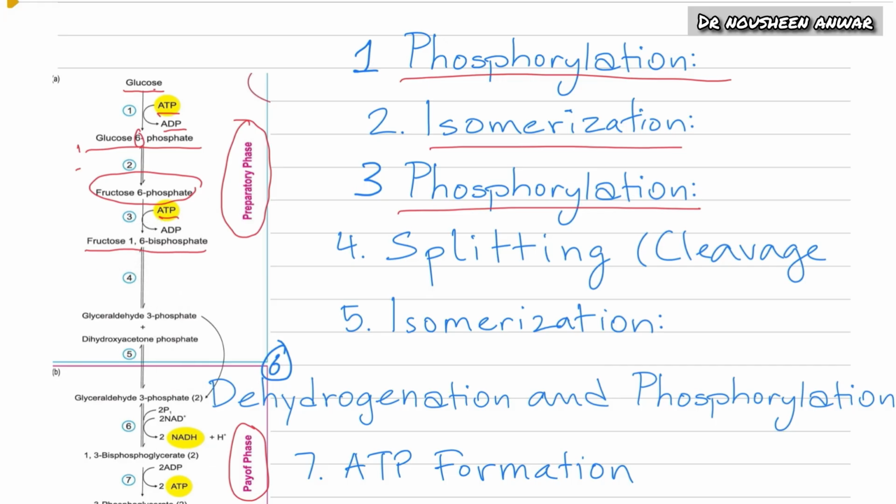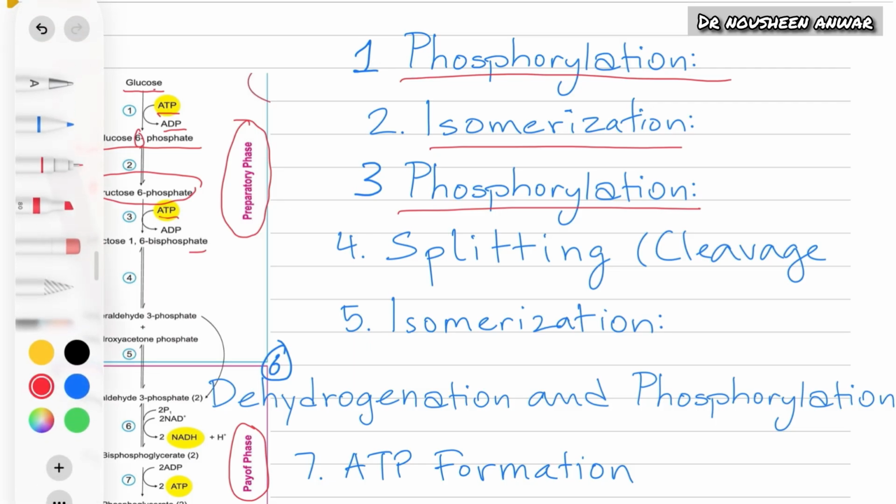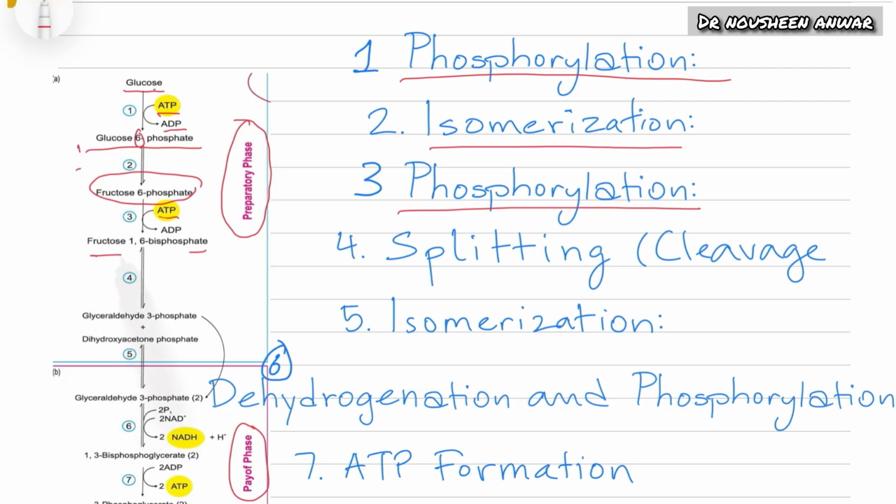And we also write it here, like we say this is bisphosphate. Why is it called bisphosphate? Fructose 1,6-bisphosphate, because of 2 phosphates, right?